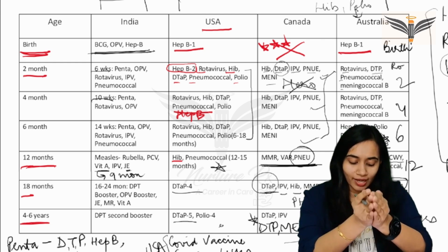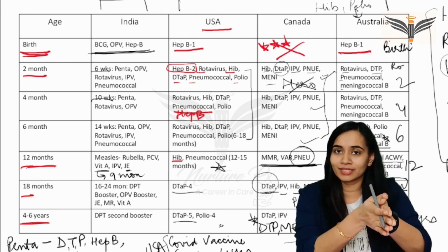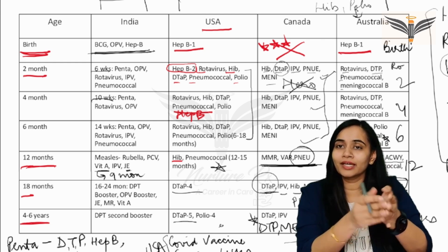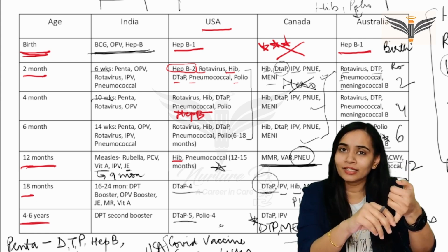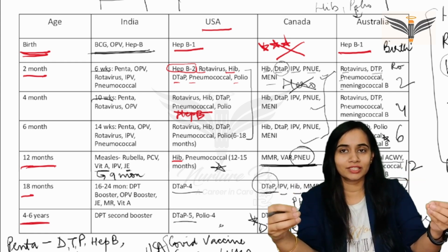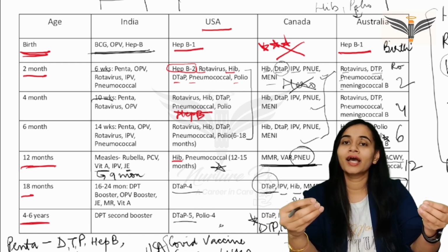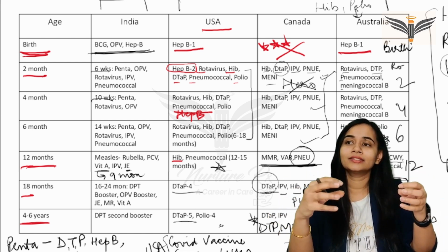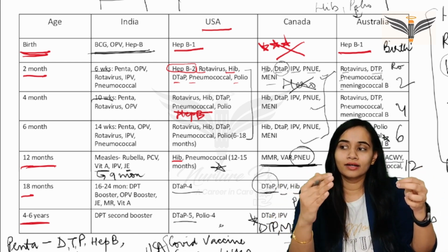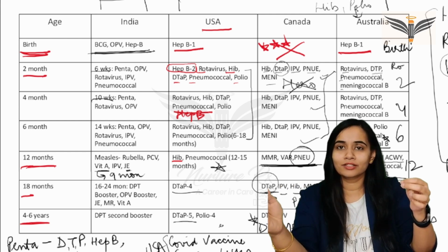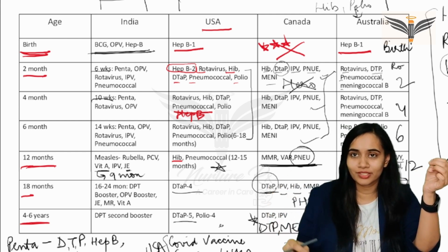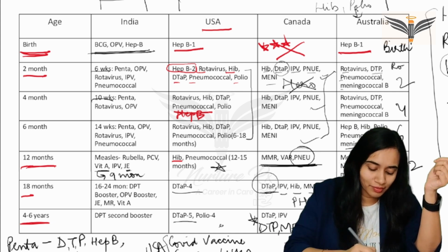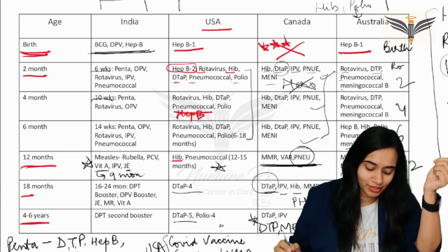Okay, so for vitamin A, you have to remember it separately. What happens with vitamin A? The first dose is given at 9 months. The second dose is given anywhere between 16 to 24 months. The next dose is given at 6 months of interval, like every 6 months up to the age of 5 years. Okay, so this you have to remember about vitamin A.